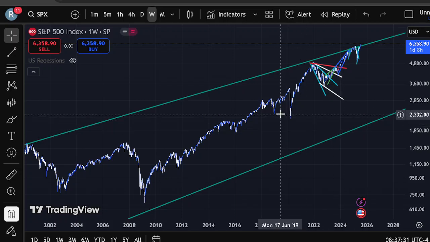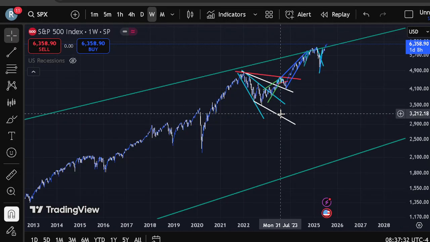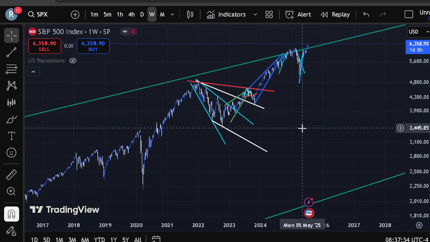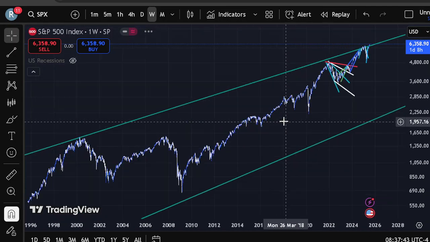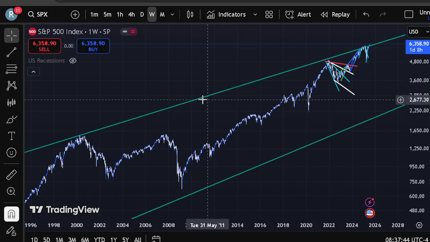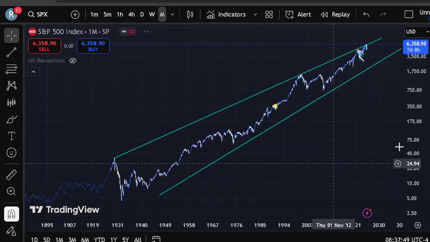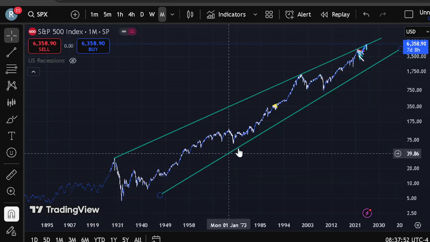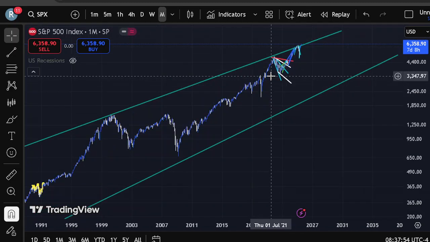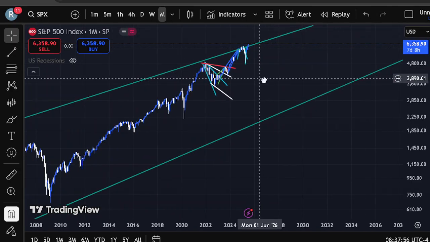So today let's talk about the S&P 500. Today is at 6,358. As you can see, if we zoom out, this trend line is from the Great Depression. You can see it wants to break through it.